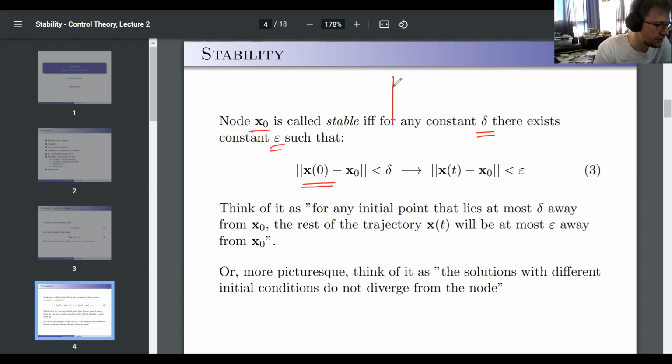So let me just demonstrate it. Imagine your solution looks like this. And imagine this is x naught. So this here is the delta vicinity. And here is the epsilon vicinity.